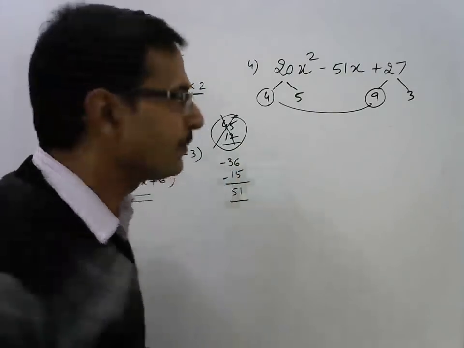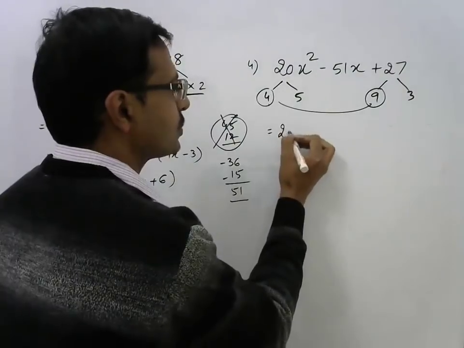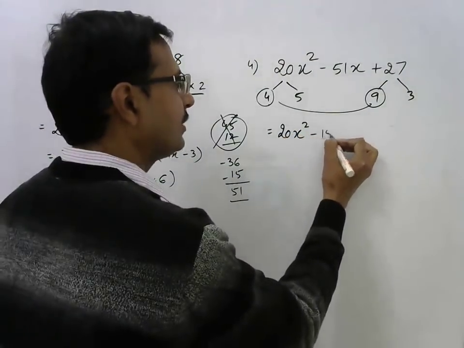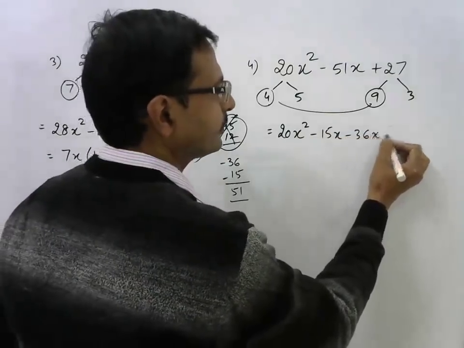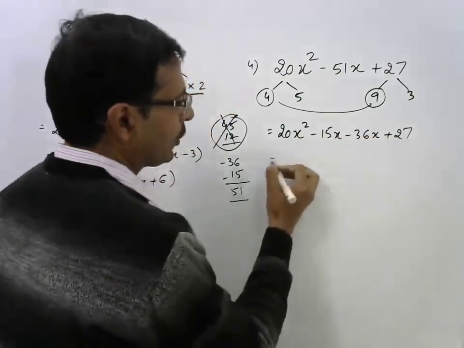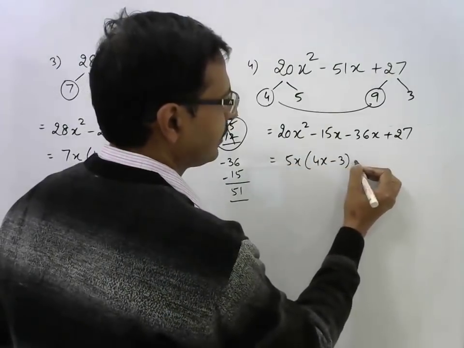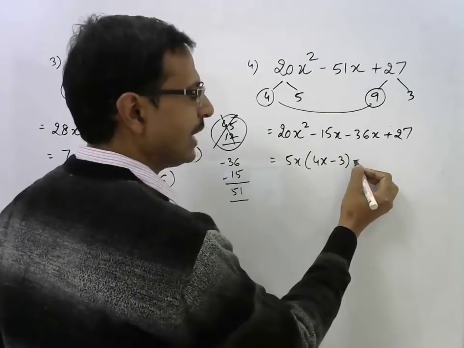Quite a difficult question, but a lot of you got it right also. So I'm glad. So minus 36 or minus 15. And now take common. This is 5x. So 4x minus 3. And we have a minus here. So I'll take minus common.